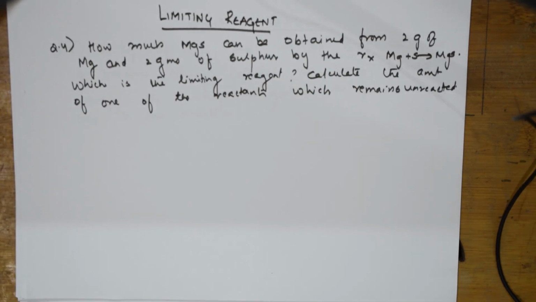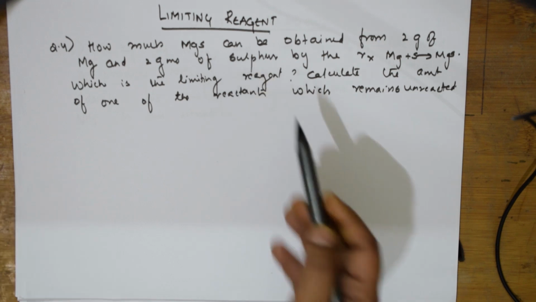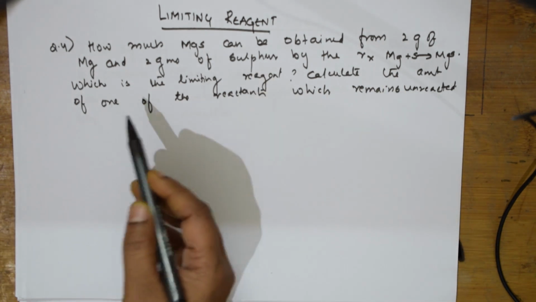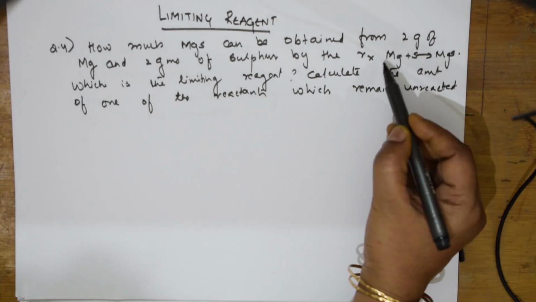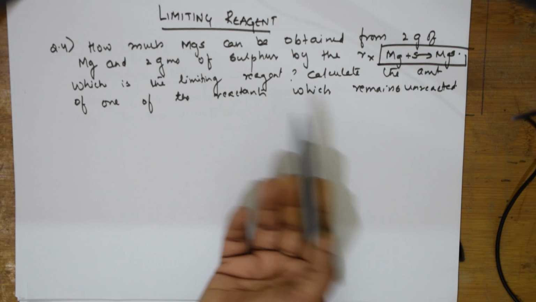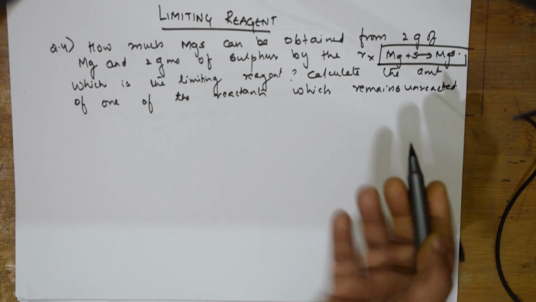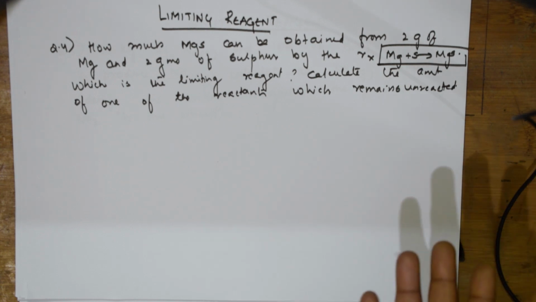So here we have the magnesium sulfide question. This is also an interesting question, but the only thing is you need to remember how to do this concept. Let us read. How much magnesium sulfide MgS can be obtained from 2 grams magnesium and 2 grams sulfur by the reaction given here? Which is the limiting reagent? Calculate the amount of one of the reactants which remains unaffected. Once I calculate the limiting reagent, the leftover is unreacted, isn't it?